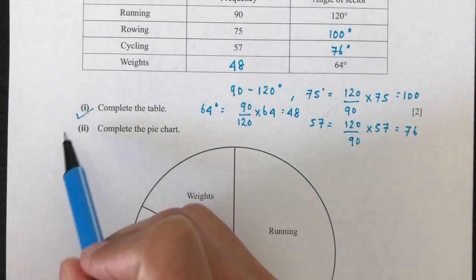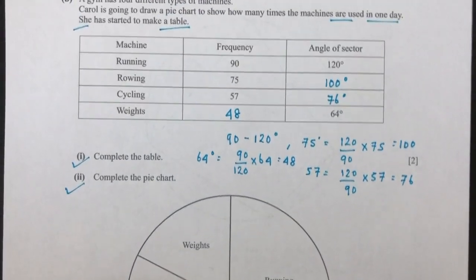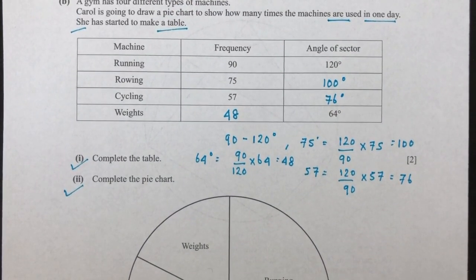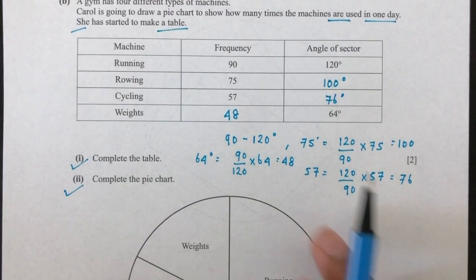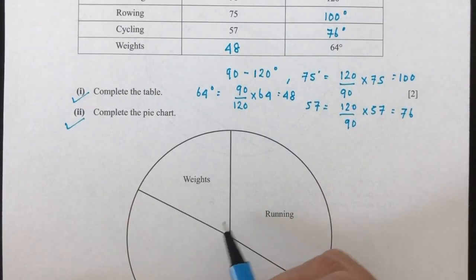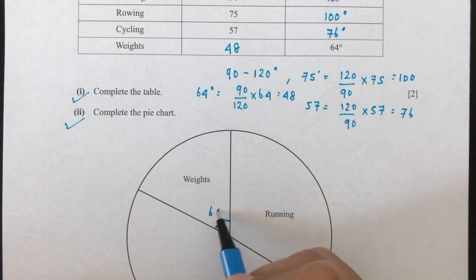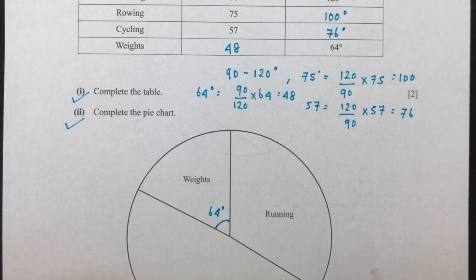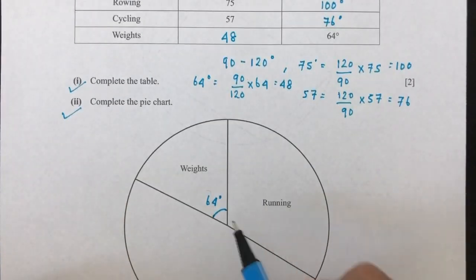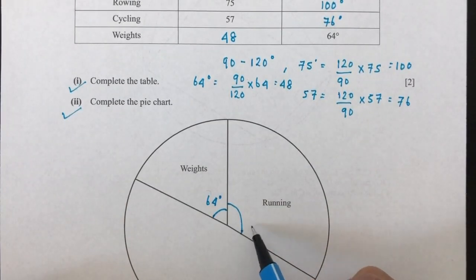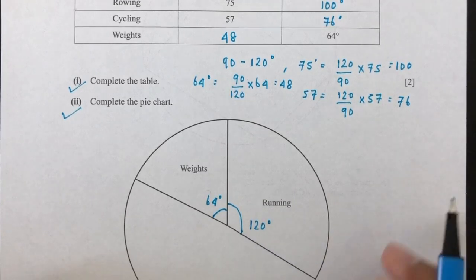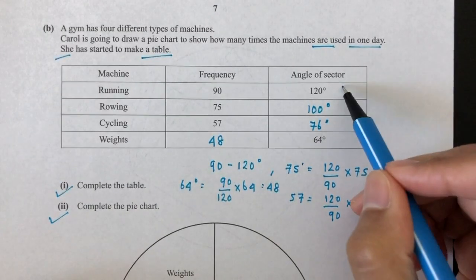Now part 2, complete the pie chart. So here we have what? The weight is 64 degrees, so let's label this as 64. And the running is 120, let's label this as 120. So we have 2 done already.